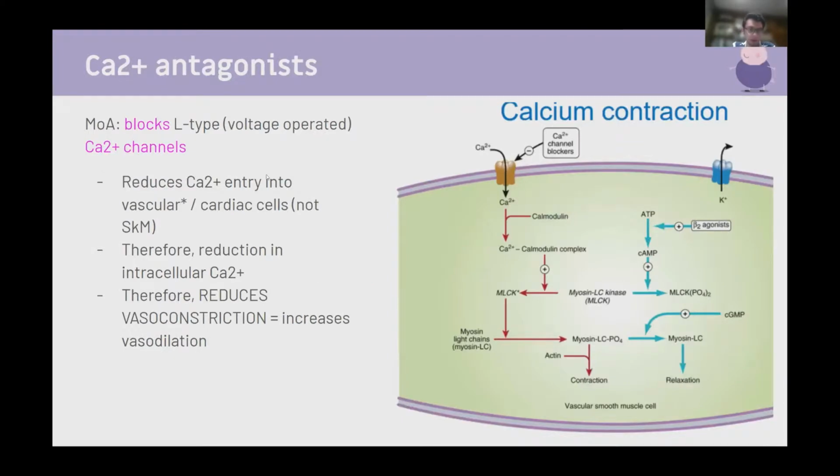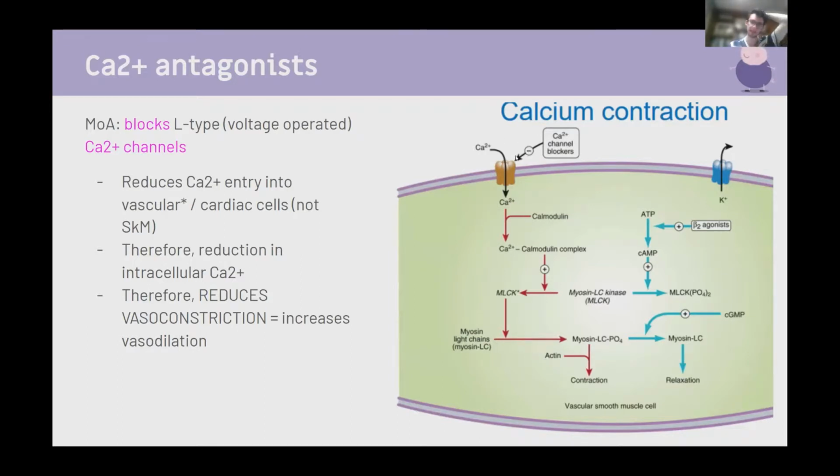Yep, so now we're going to talk about calcium antagonists. They block L-type voltage-operated calcium channels. These are largely in the heart and vasculature. By blocking this, you're blocking contraction, essentially. This is a bit easier to understand because we've learned so much about troponin.